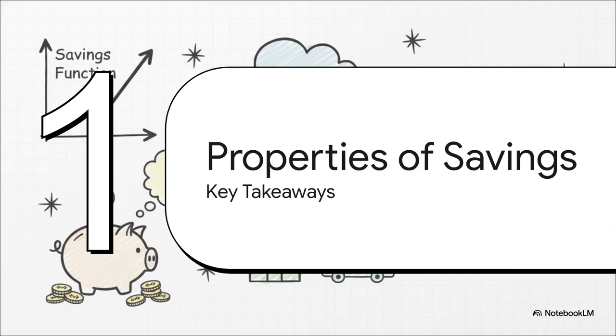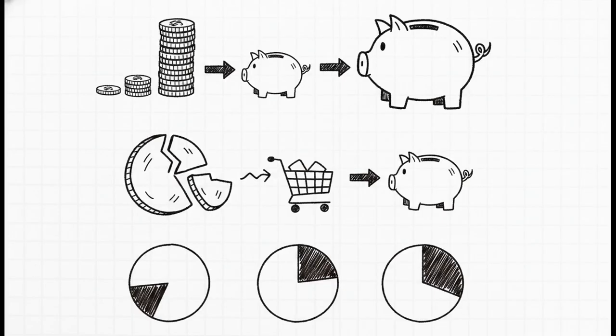Let's wrap this up with the core properties of savings. Okay, we've traced the lines, we've seen how they mirror each other, so let's distill all this down into 3 essential takeaways. First, the saving line is upward sloping. This is super simple but incredibly important. Higher income leads to higher saving.